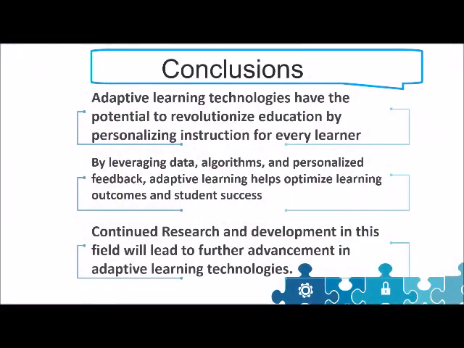So for the conclusion of this topic, let us consider that adaptive learning technologies have the potential to revolutionize education by personalizing instruction for every learner. By leveraging data, algorithms, and personalized feedback, adaptive learning helps optimize learning outcomes and student success. And lastly, continued research and development in this field will lead to further advancement in adaptive learning technologies.